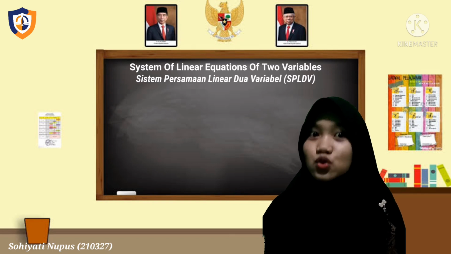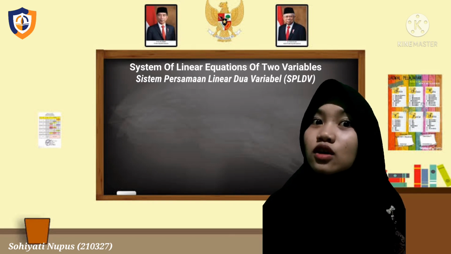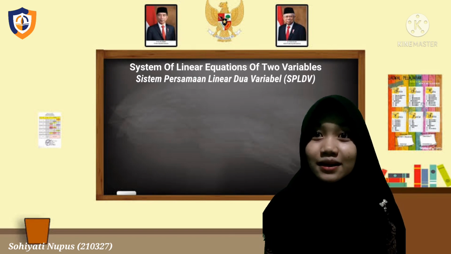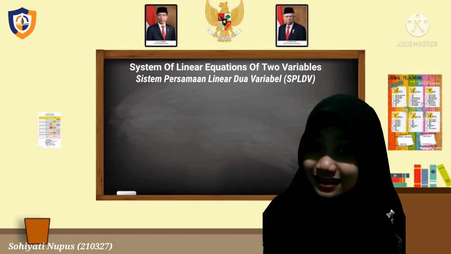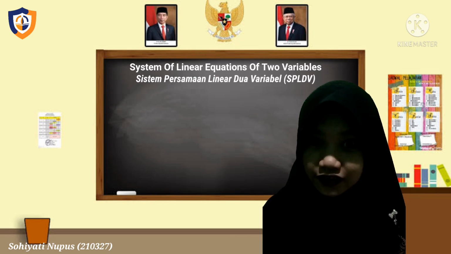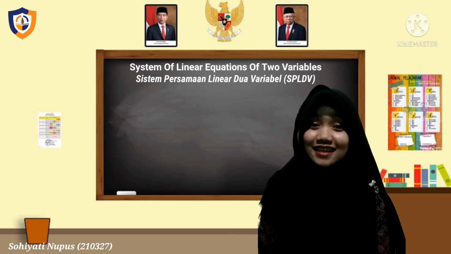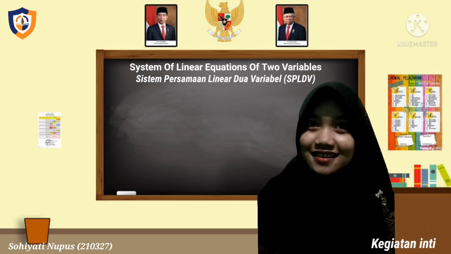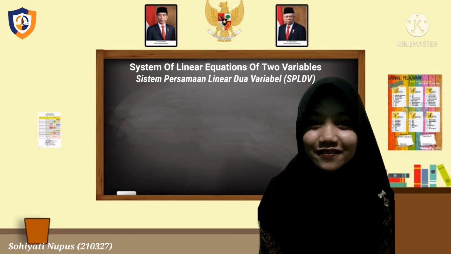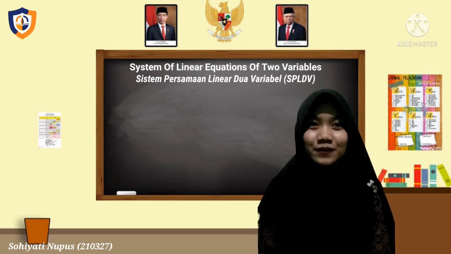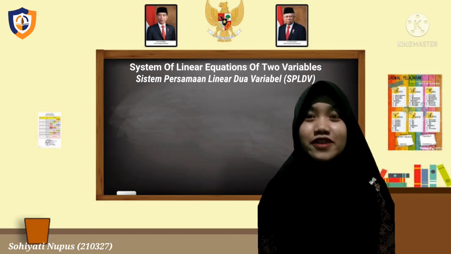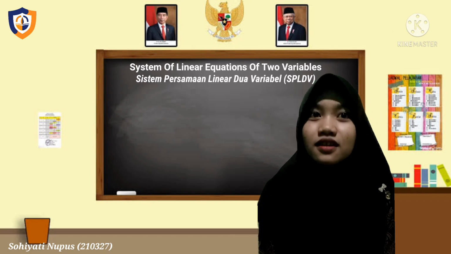Another example is when we buy 2 books and 3 pens. You can also determine the price of 1 book and 1 pen by using SPLDV. Understand? Understand, Miss. Yes. Before discussing the material about SPLDV, Miss will first explain the linear equation of two variables, or PLDV.